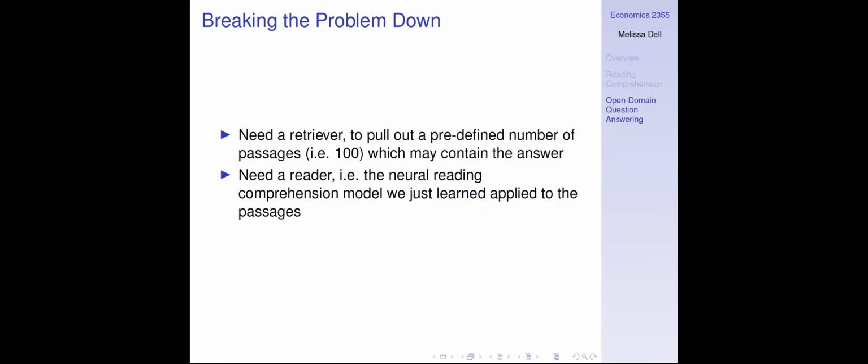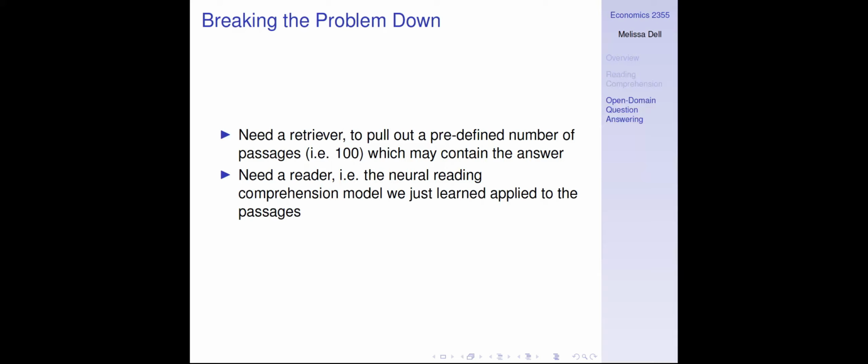And so you have to break down this problem. First of all, you need a retriever to pull out a predefined number of passages. For example, you might say to pull out 100 passages that may contain the answer. And then you need a reader, which is just the neural reading comprehension model that we just learned. But then you apply it to the passages and see which of those passages has a span of text that's identified as the answer to the question.